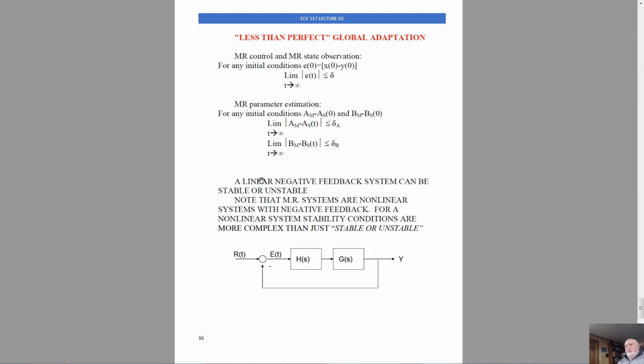However, you know that in the model reference system we have negative feedback. But model reference systems are nonlinear by their very nature. They are nonlinear systems that have negative feedback. And since we're dealing in model reference control with nonlinear systems, the definition of stability for a system with nonlinearities is much more complex than just stable or unstable. For linear system, it's stable or unstable, but if system is nonlinear, the stability definition is more complex.